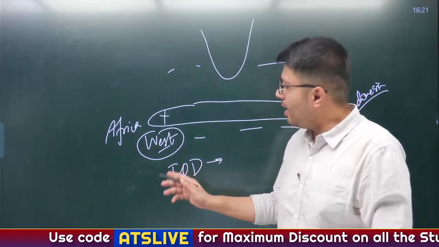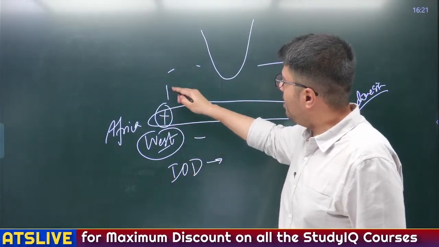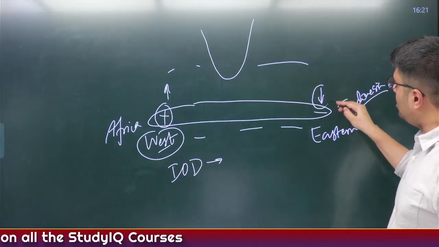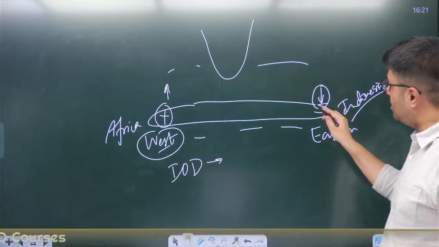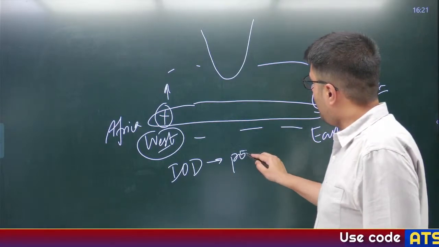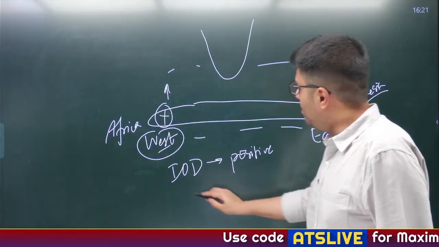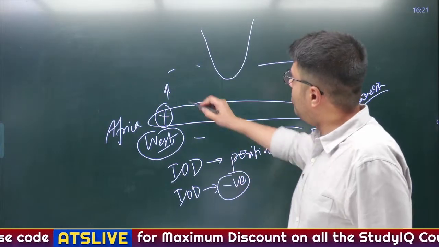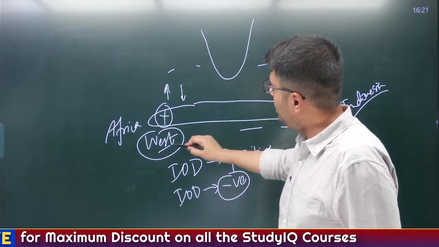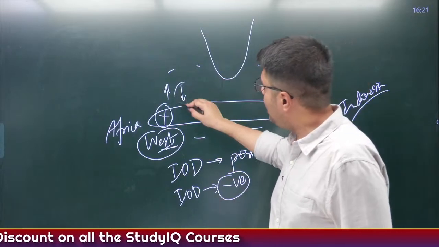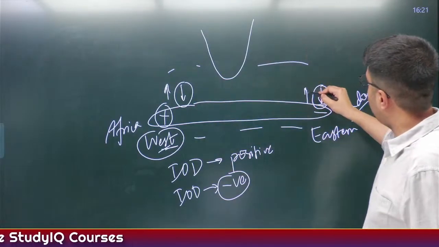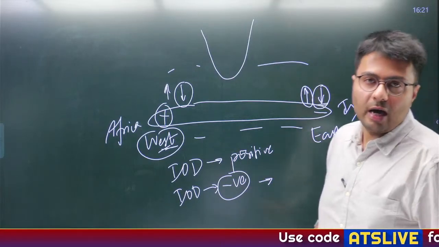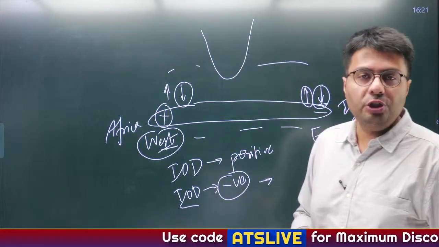What is positive IOD? Which means the temperature level here in the Western Indian Ocean is higher and the temperature levels in the Eastern Indian Ocean region are lower. Then it is called positive IOD. Similarly, when IOD becomes negative, what do you mean by negative IOD? That means temperature levels in the western part of the Indian Ocean region will be less as compared to temperature levels in the eastern part of the Indian Ocean. So this is called negative IOD or negative Indian Ocean dipole.